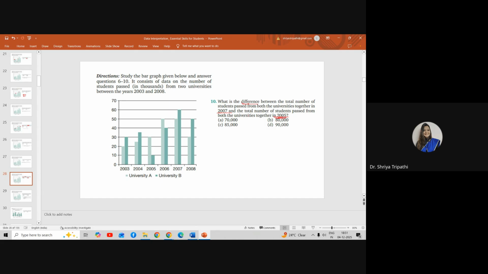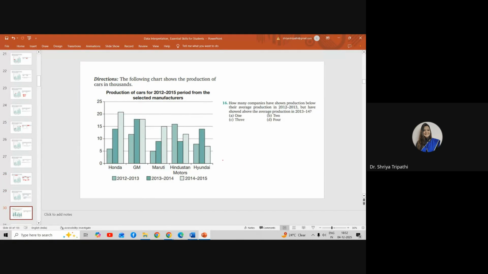Okay, we are having AAA as a non-answer, 70,000. Beautiful. Total number of students who have passed in 2007. What figure will say? 50 plus 60, 110. Total number of students passed from both the university in 2005. So 10 plus 30, we are having 40. 110 minus 40. So here the answer would be 70. And again, remember, student passed in thousands. So 70,000 is my right answer. Everyone, are we able to follow it? Yes, ma'am. Okay.